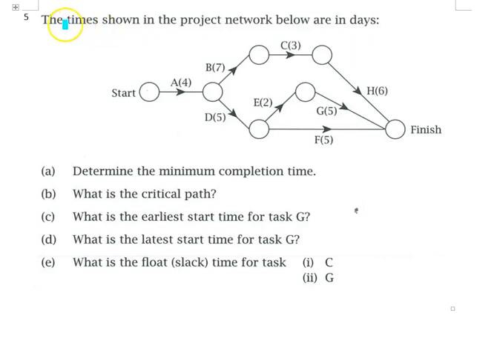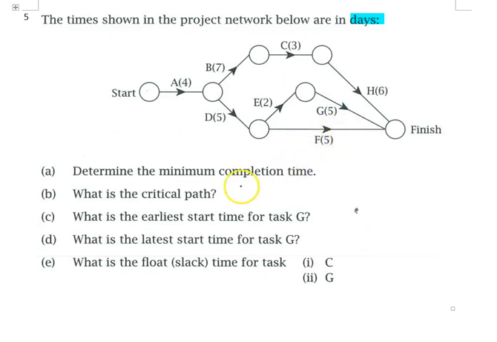Okay, so for question 5, the times shown in the project network below are in days. So remember the unit over here is in days. Question A says determine the minimum completion time. That means we are going to find the minimum time to finish all this project.